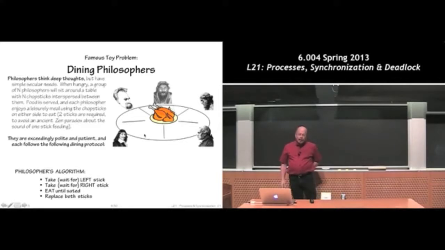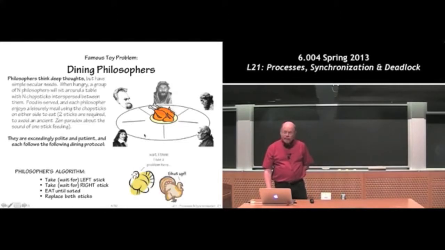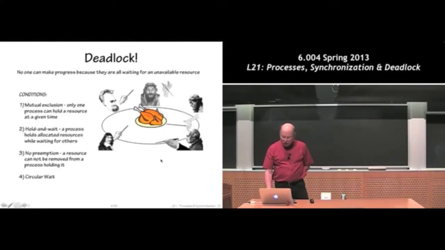And what's the problem here? How is this an example of deadlock? What can go wrong? Yes? Well, one can try to take the left one first. Right, they all reach out and grab their left chopstick, and then they all look at the table, and you go, oh, all the chopsticks are gone. So notice that there are five chopsticks and five philosophers. So this is the deadlock situation, right?